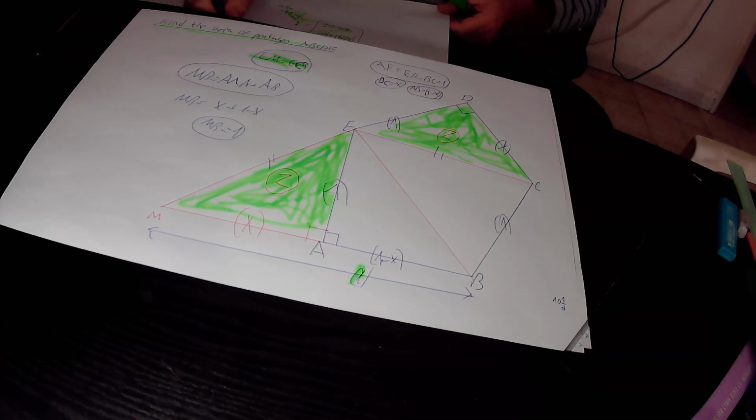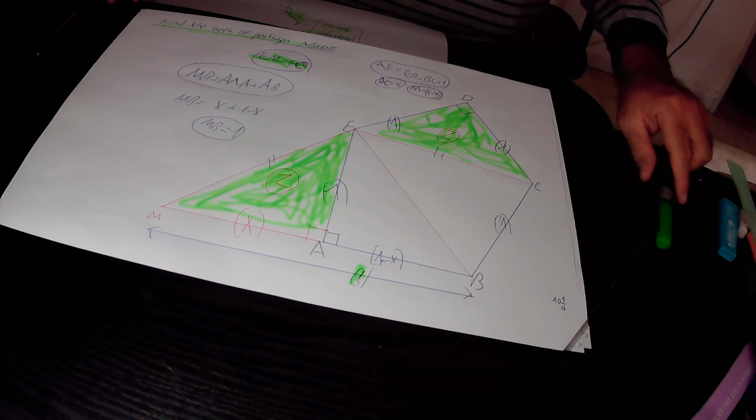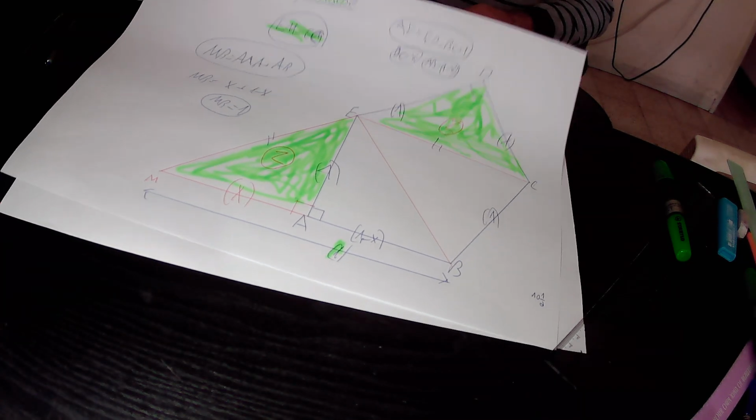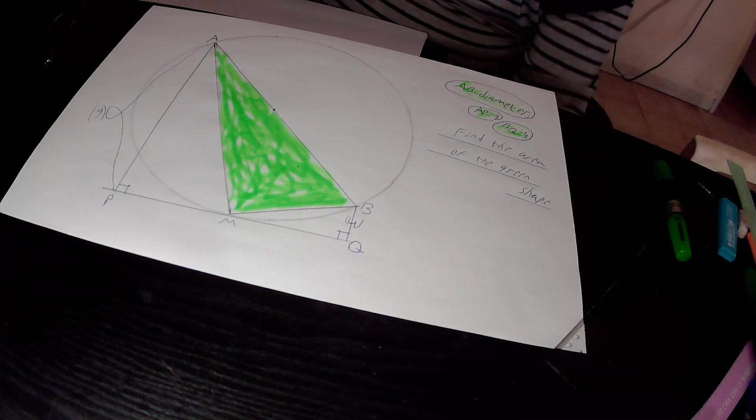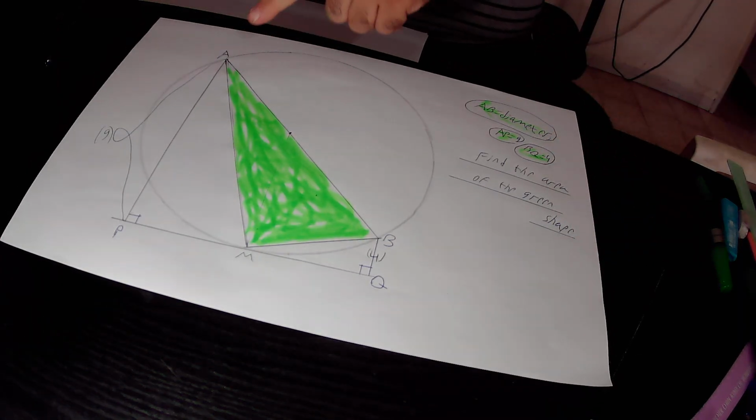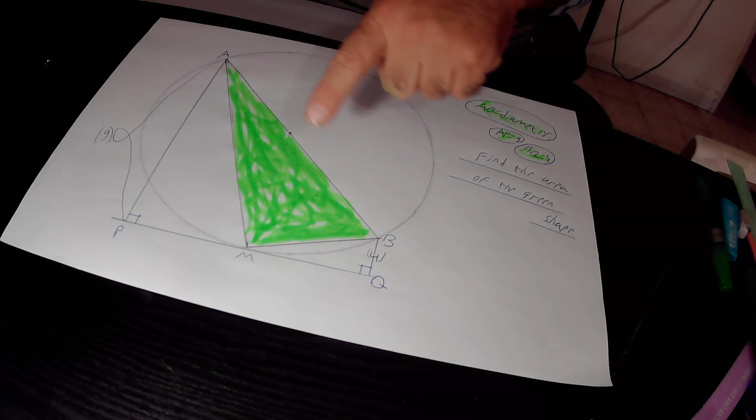The next step, I present you the second question. I solve the second question of this lecture. Our task in the second question is to find out the area of this green shape. Actually, the green shape is the green triangle AMB. So we have to find out the area of this green triangle AMB.